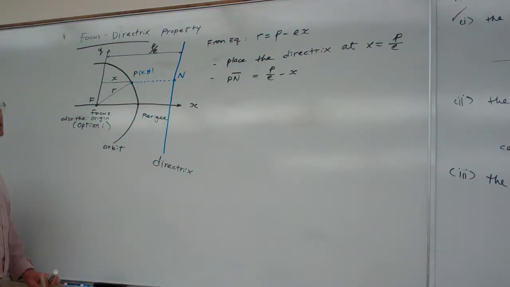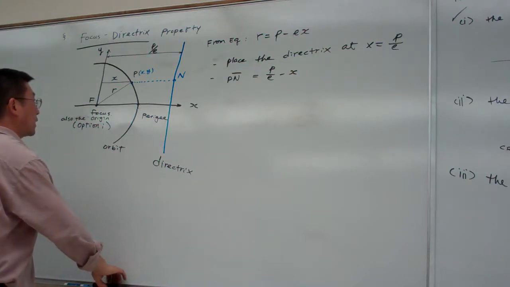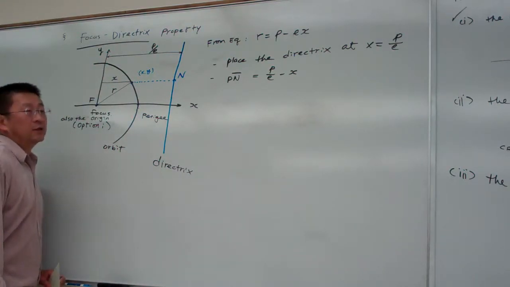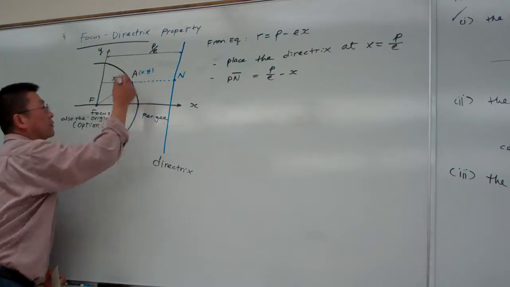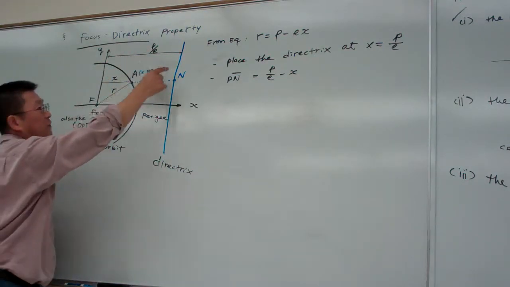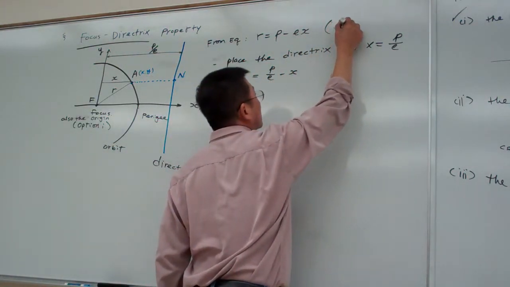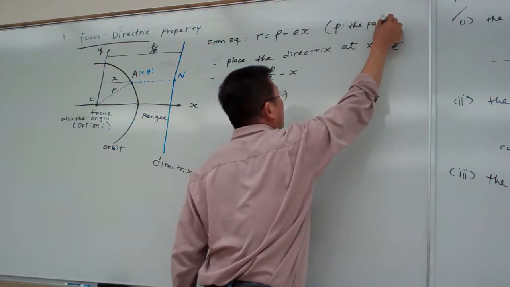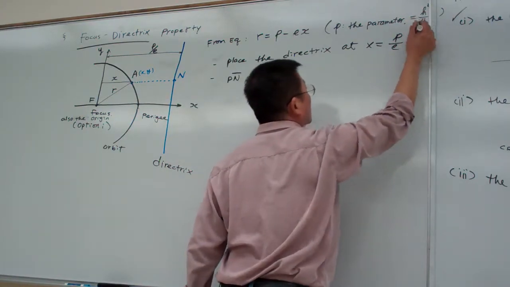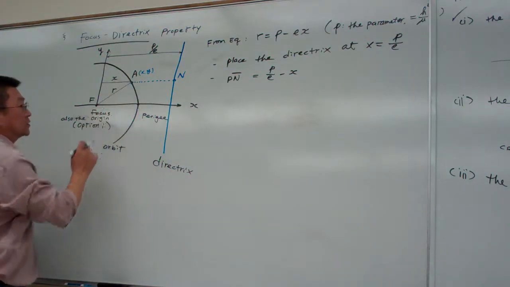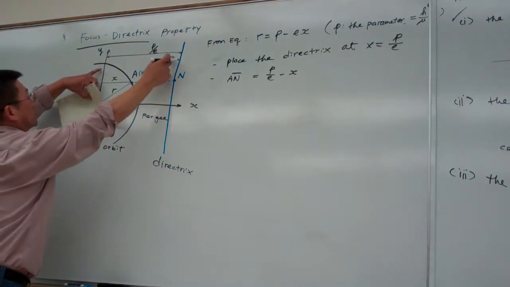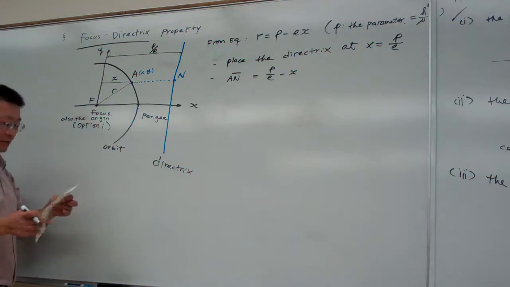Can I change the symbols to have no confusion? Let me change this one. Say it's not P. How about A? Because we have 2P, P here is actually the parameter, equal to h squared divided by mu. I want to avoid that kind of confusion, so let me call this A. So basically AN equals the distance difference between this one and this one, so that's P over E minus x.